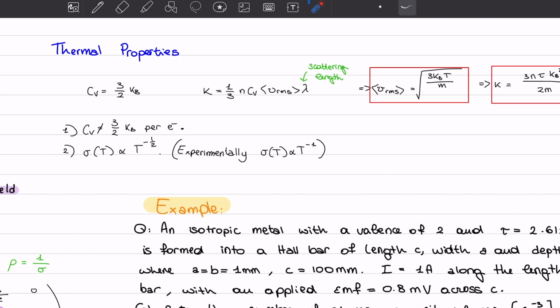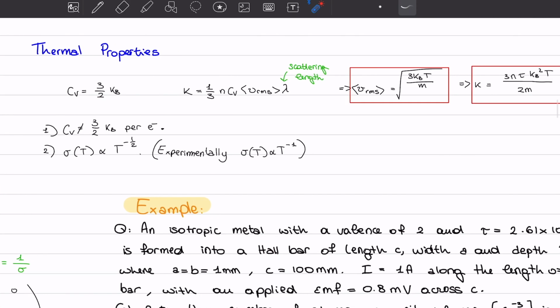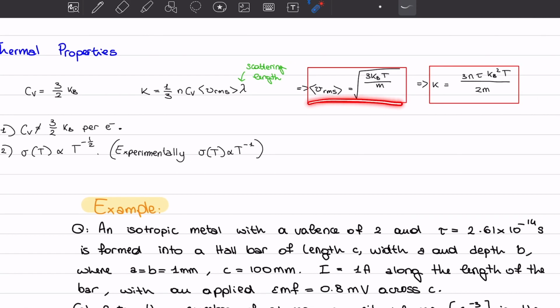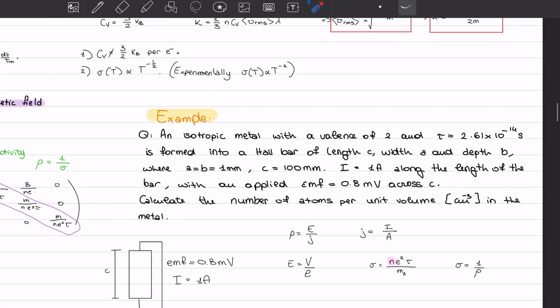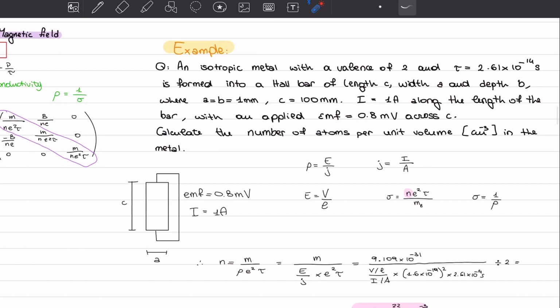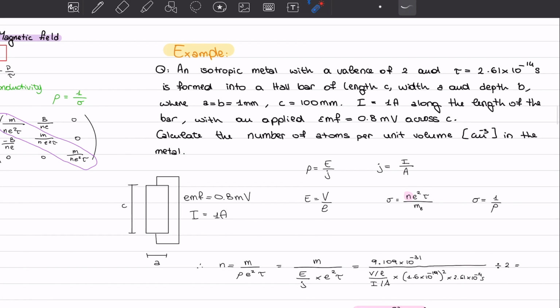Okay, so these are the different thermal properties, and we have these equations which are important, which is the root mean squared velocity, and again the conductivity K. Okay, so now I want to look at an example which was from one of my seminars, and I think it really helps to understand and put in practice this topic.